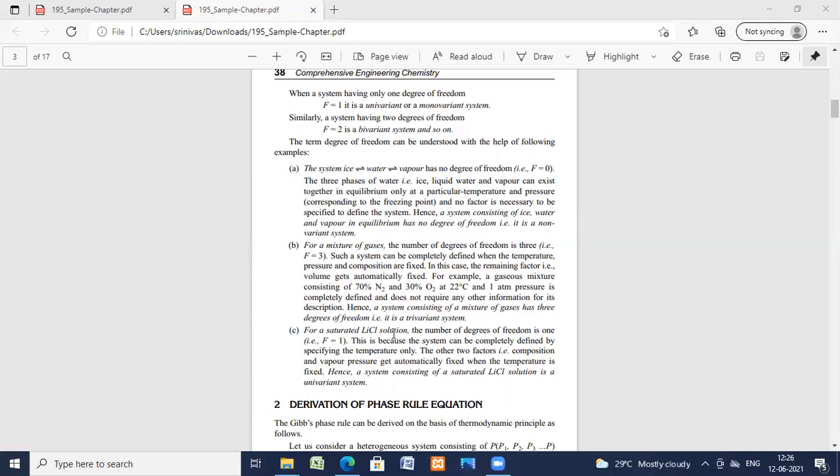So here we are discussing the degrees of freedom. The degrees of freedom is one because the system is completely defined by specifying temperature only. The two other factors, composition and vapor pressure, are automatically fixed. So when the temperature is fixed, a system consisting of saturated lithium chloride solution is univariant. We specify only temperature. So F is equal to 1 and it is a univariant system.